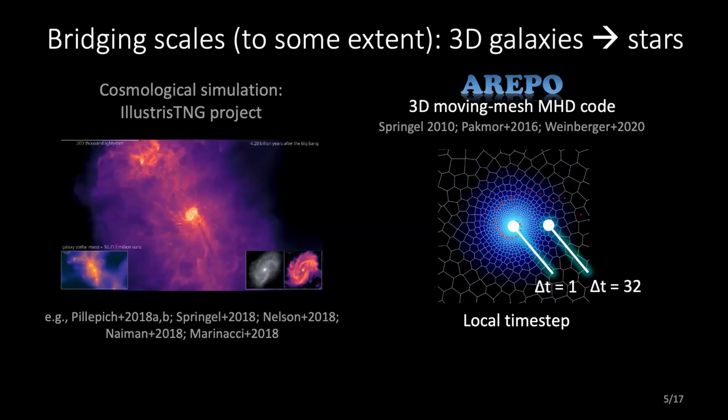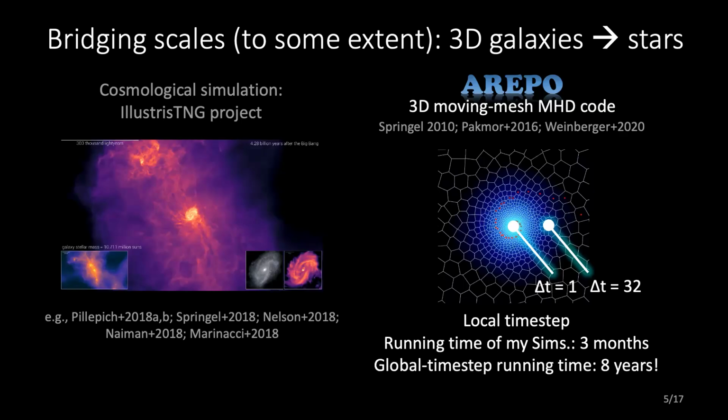And just to give an example, one of my simulations takes about 3 months to run. You may think this is a lot, but if you use the same setup and push all these cells to the smallest timestep you have, it can easily take 8 years to run one of the simulations I'm running. So that basically means I'd be spending the whole PhD and probably 1 or 2 postdocs just trying to run this single simulation.